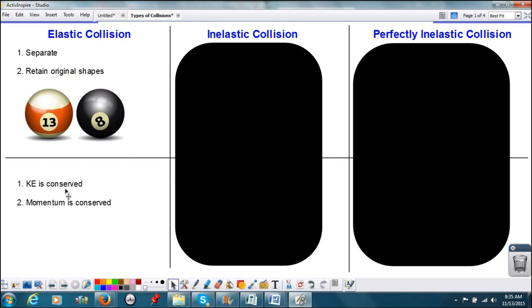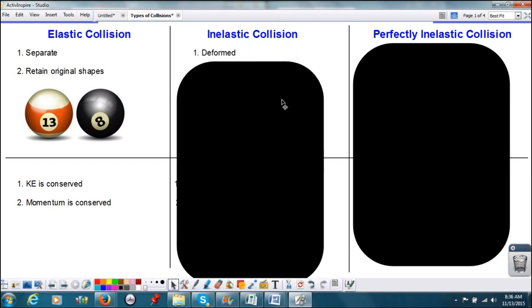But that's not 100% true, because in reality, no collision is completely elastic. Why do I say this? Well, because when these two billiard balls hit, there's going to be sound. So some of this kinetic energy is going to be transformed into sound, but it's going to be such a small amount of the original that it's not going to affect our calculations.